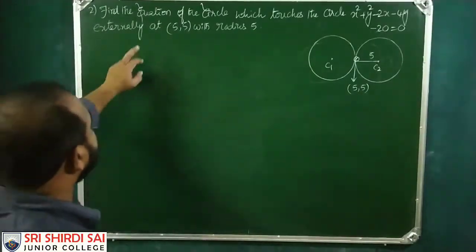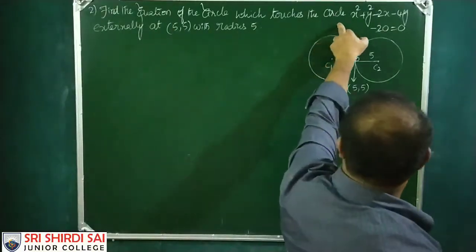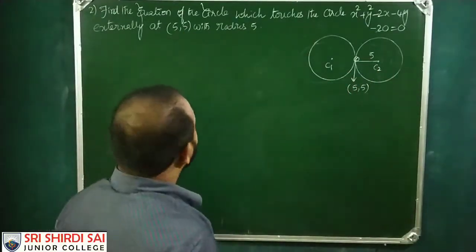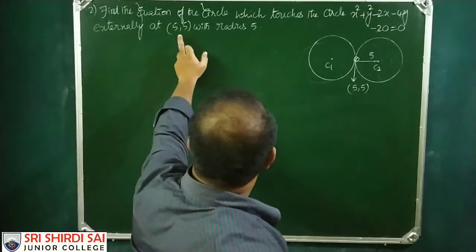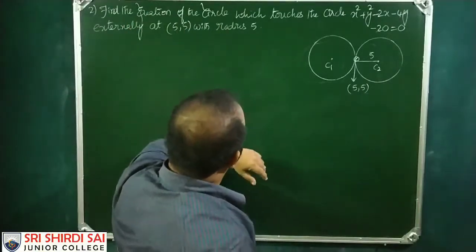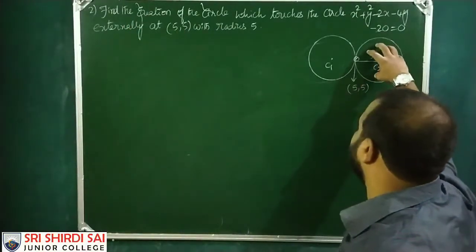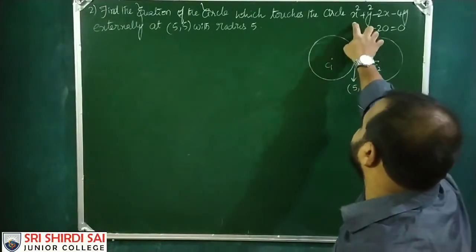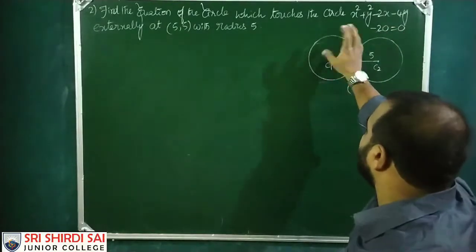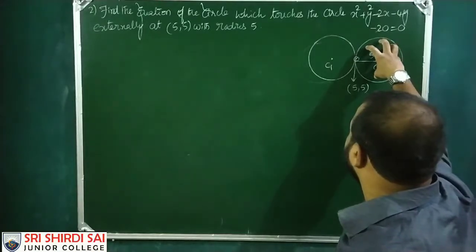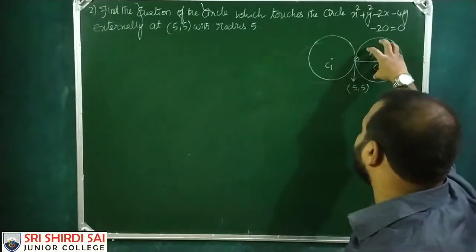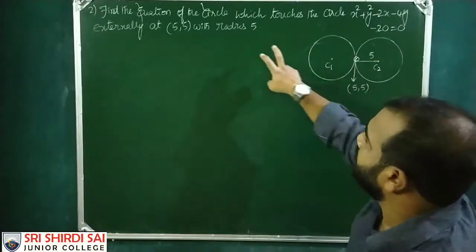The next question is: find the equation of the circle which touches the circle externally at 5 comma 5 with radius 5. That is the question given, and they touch each other at the point of contact 5 comma 5. So we need to find the equation of the circle. This circle touches x square plus y square minus 2x minus 4y minus 20 equals 0 at 5 comma 5, and the required circle's radius is 5.